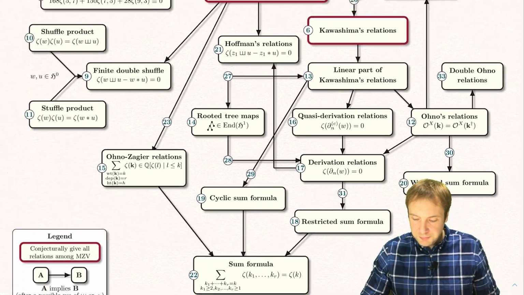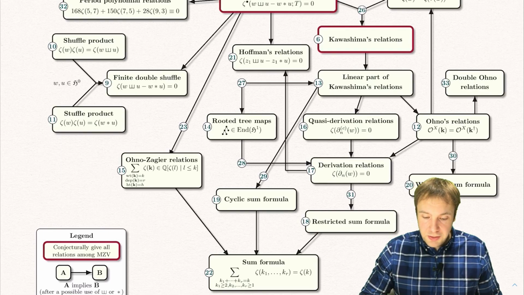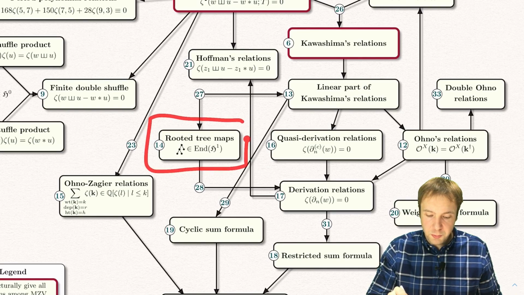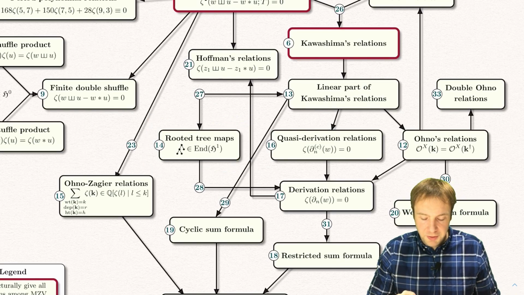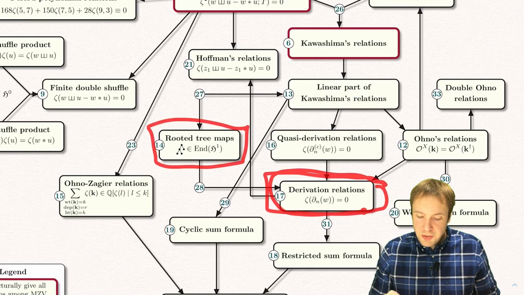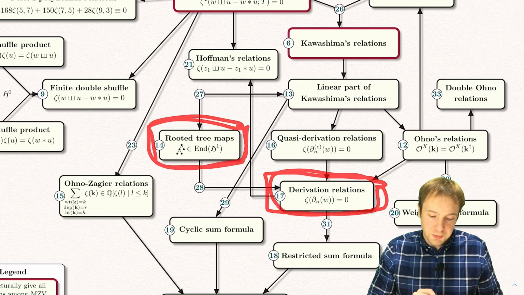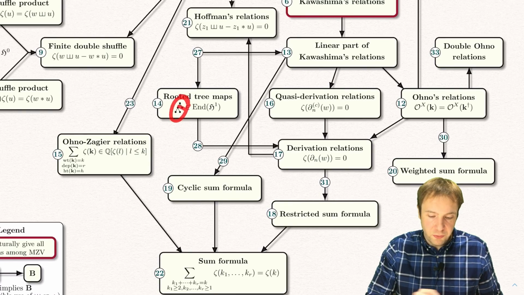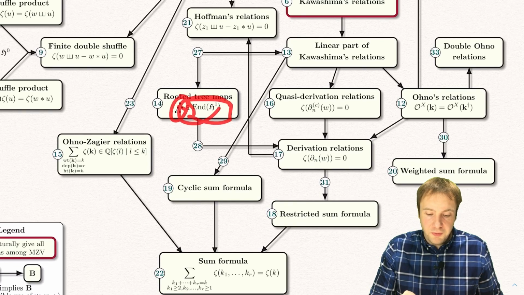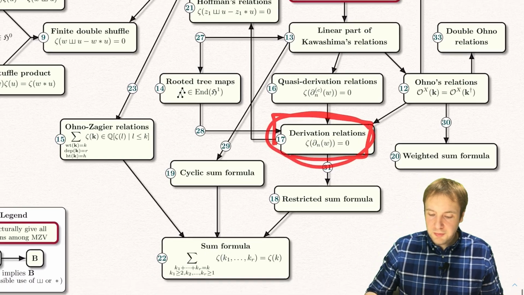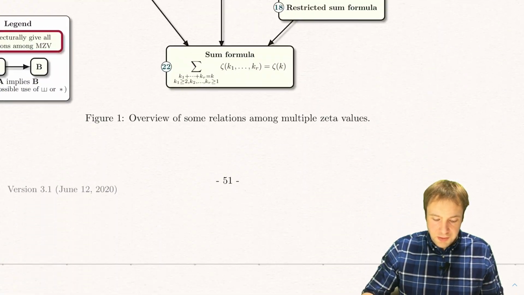And in the lecture notes, you can find more on these relations. In particular, I explain what these rooted tree maps by Tanaka are. They also generalize these derivation relations, and they have to do with some Hopf algebra structures appearing in theoretical physics, and they assign to a rooted tree an endomorphism on our space H1. And in the end here I want to give an example of these derivation relations.